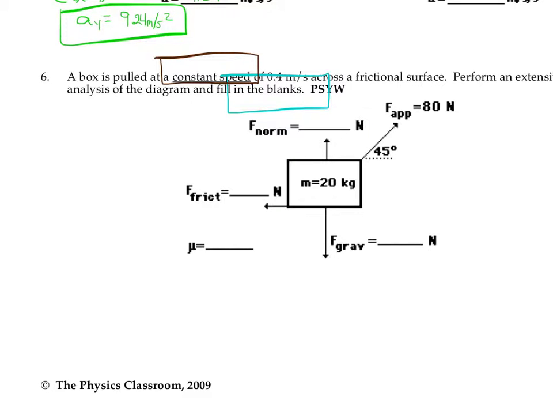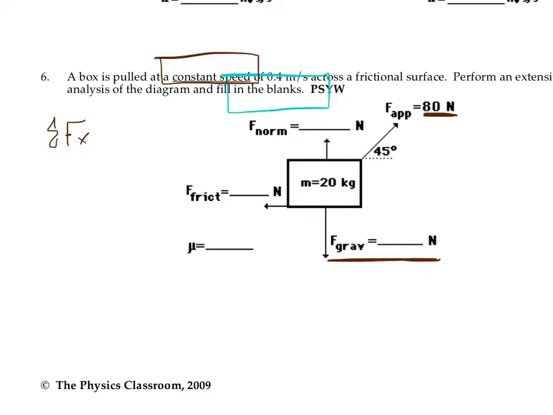As long as the force in the y component is less than the force of gravity, the normal force should make the net force in the y equal 0. And since it's moving at a constant speed, that definitely means that the net force in the x is also going to be 0. So we can begin to figure out these forces.